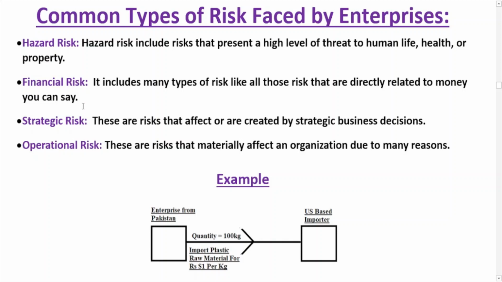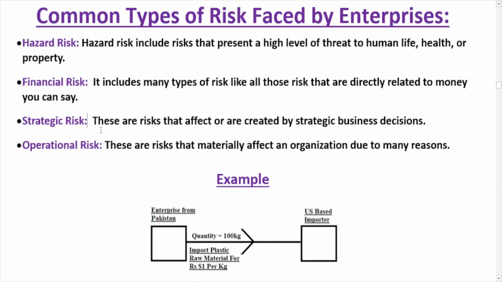Now back to our types of enterprise risk. Then we have strategic risk. These are risks that affect or are created by strategic business decisions. The example for this will be any decision that is not taken through fully assessing or analyzing.